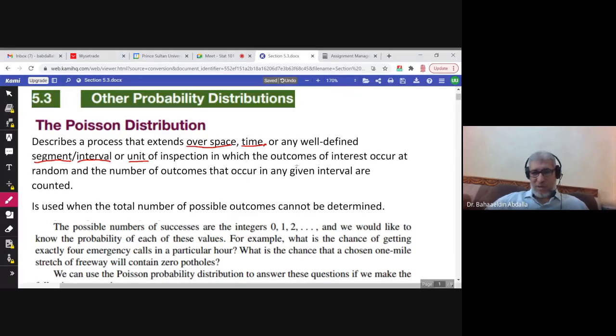Of course, this is for all distributions. Always the outcomes occur at random, and the number of outcomes that occur in any given interval are counted, and that's why it is discrete. So if you can count the outcomes, it's a discrete distribution.